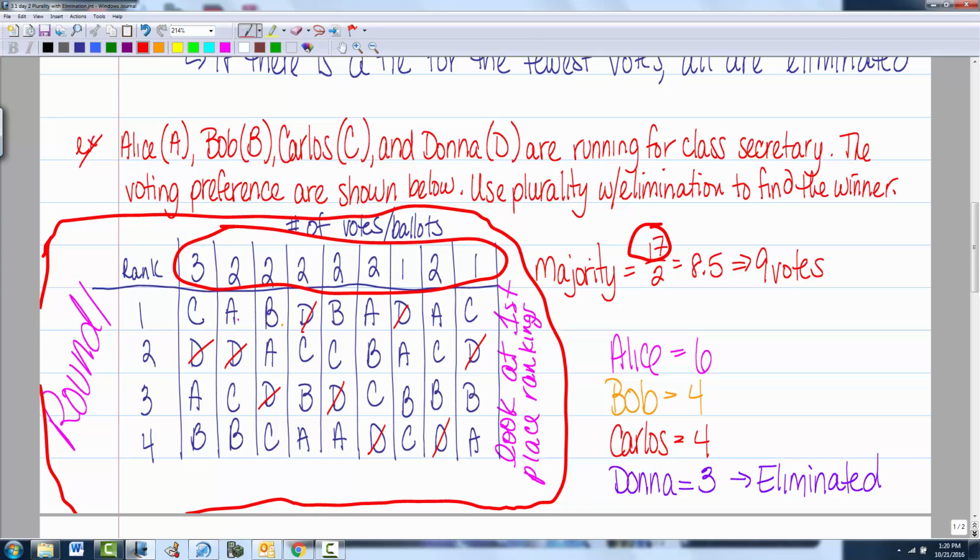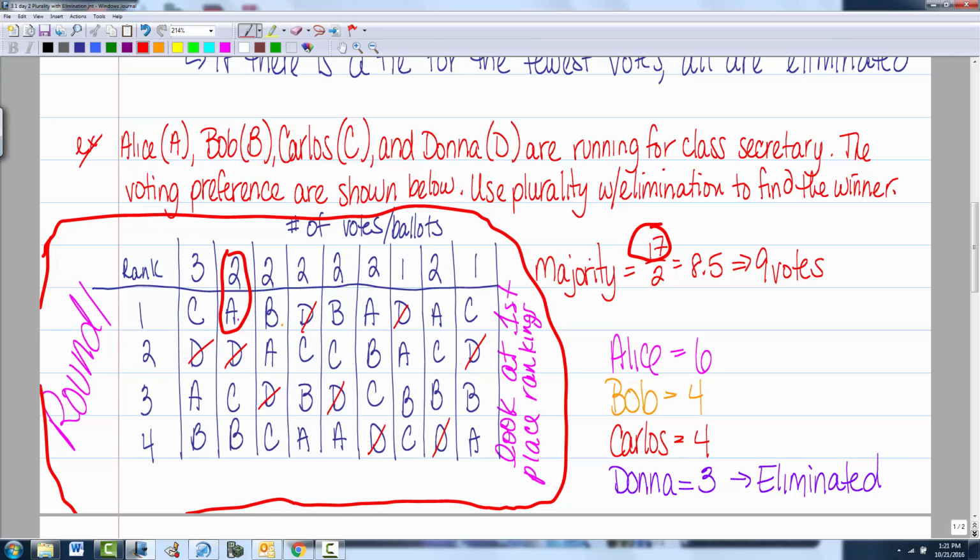Instead of having 17 columns of all the votes that happened, we put them together. So three people had exactly this ballot. Three people said they like Carlos first, Donna second, Alice third, Bob fourth. Okay, got it? So that's 3 first place votes for Carlos. 2 first place votes for Alice. And so I hope you understand the chart now.